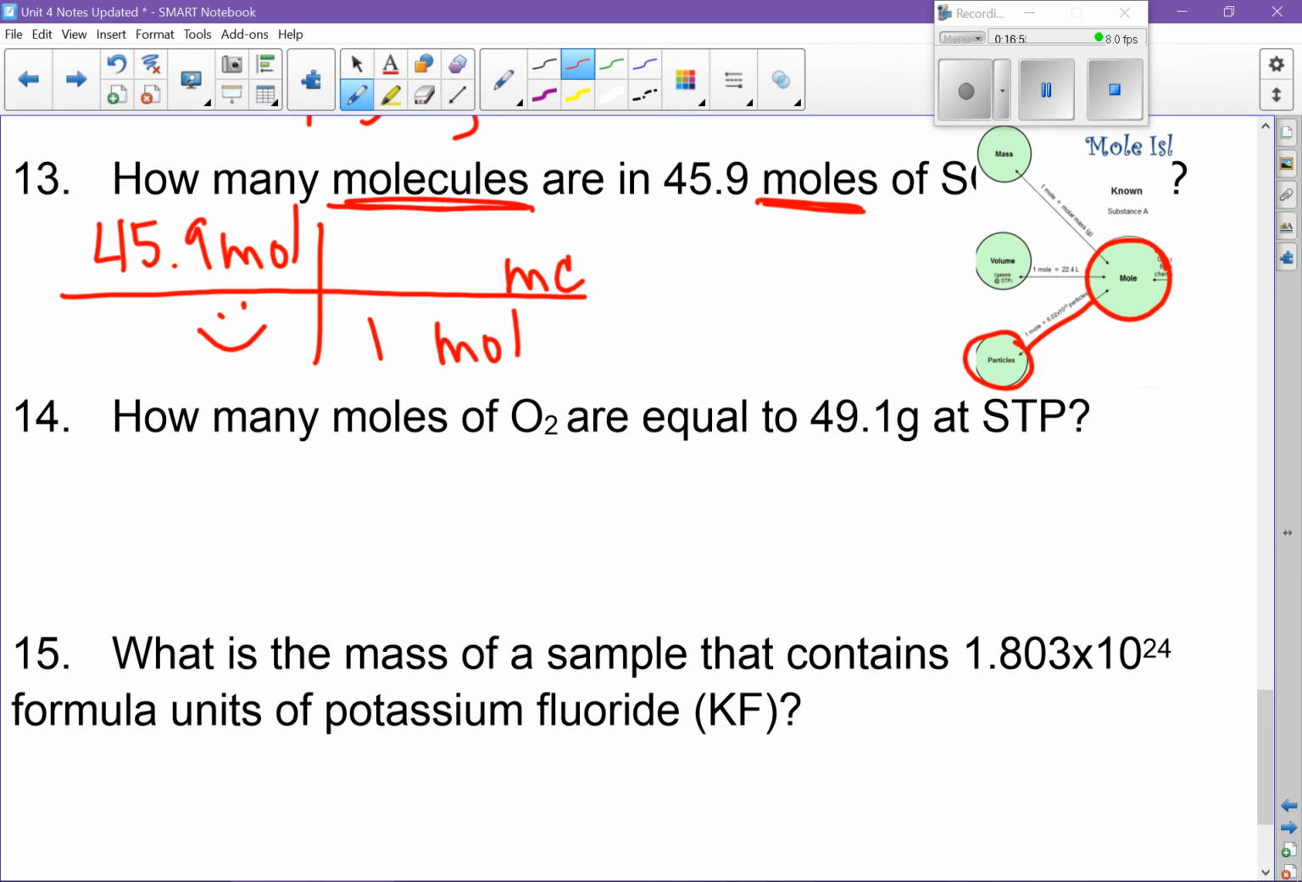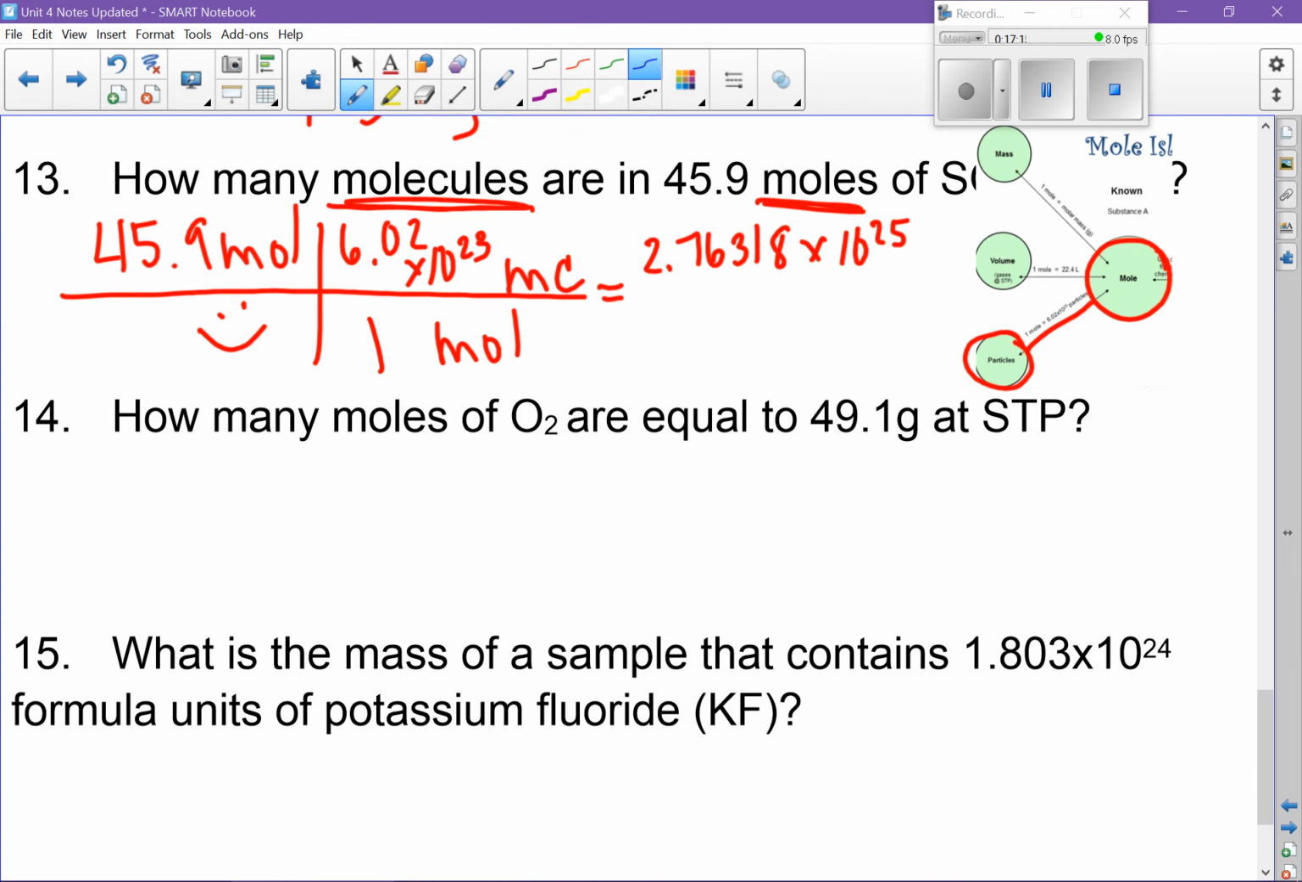So I always put 1 with the mole. Molecules uses Avogadro's number. Remember to use the E when you put that into your calculator. Mine says 2.76318 something times 10 to the 25. Then I can round that.